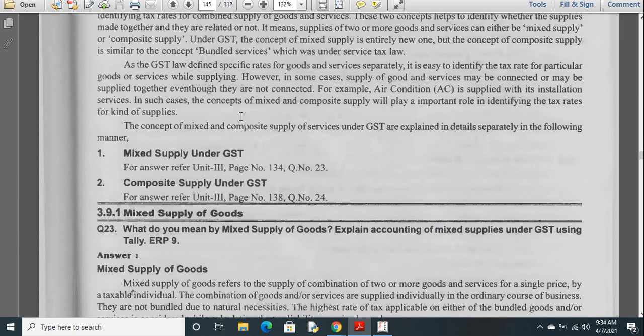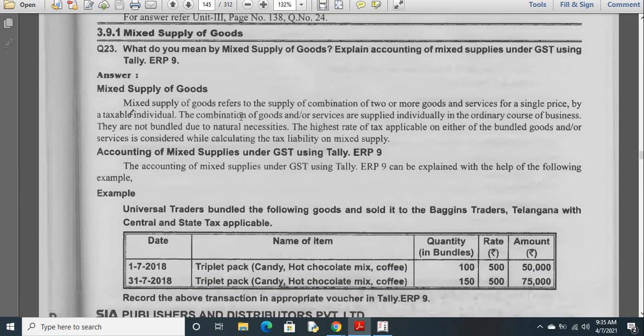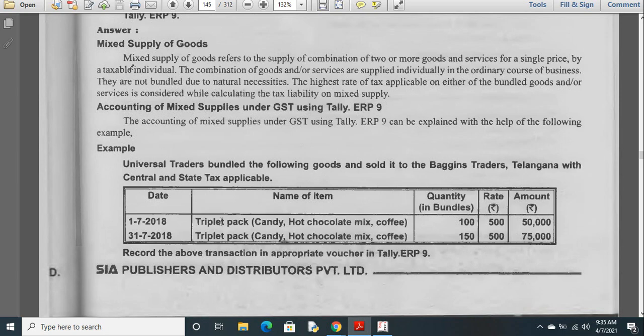Now we will see mixed supply of goods. This is today's last topic. Mixed supply of goods refers to the supply of a combination of two or more goods and services for a single price by a taxable individual. The combination of goods or services are supplied individually in the ordinary course of business. They are not bundled due to natural necessities. Same item in two different bundles, so this is considered as mixed supply of goods.